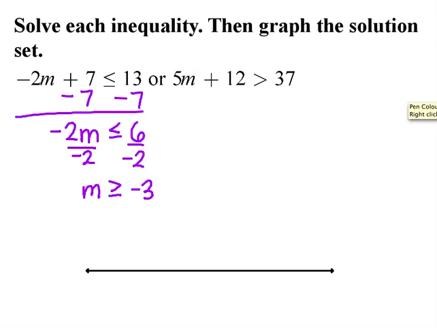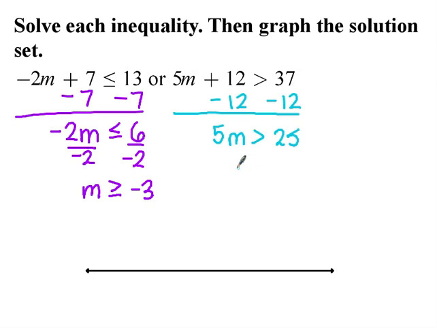Now I'm going to solve the second inequality. So I'm going to subtract 12. So I end up getting 5m to be greater than what? 25. So if I divide by 5, what do I get m to be greater than? 5.